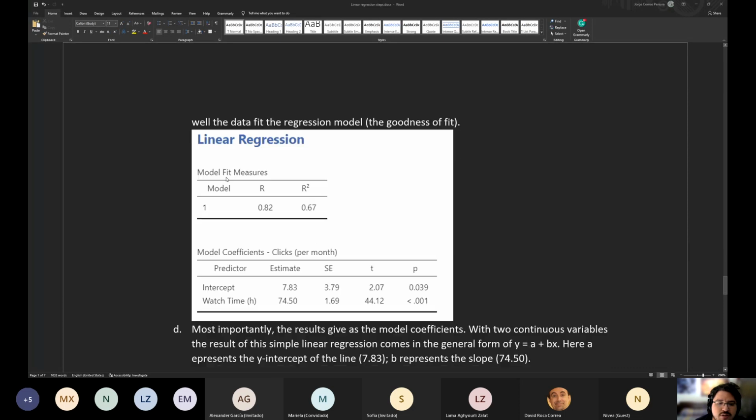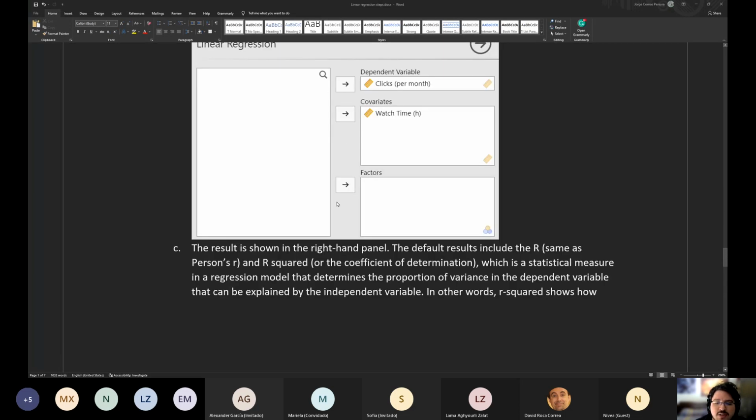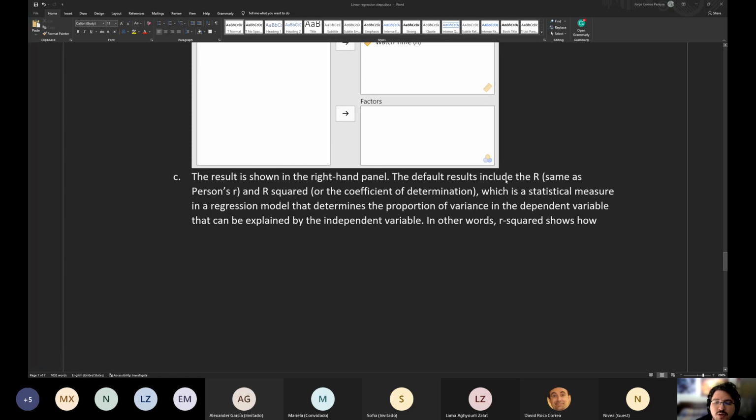So the result, this group of tables, is shown in the right-hand panel once you do this. The default results include the R, which is the same as the Pearson's R, and R squared, which is known as the coefficient of determination, a statistical measure in the regression model that determines the proportion of variance in the dependent variable. So the variance, how this dependent variable is distributed around its central point, that can be explained by the independent variable.